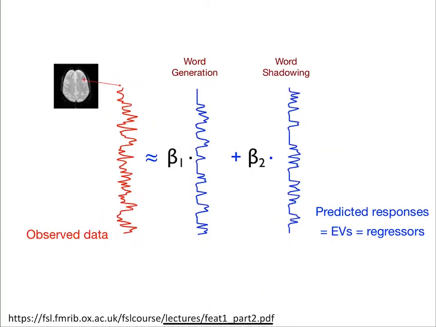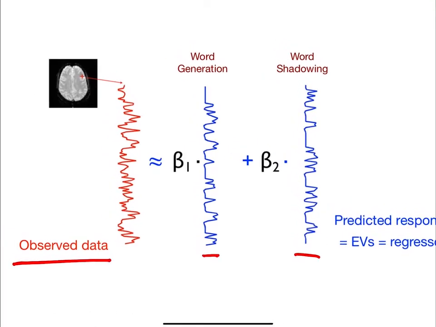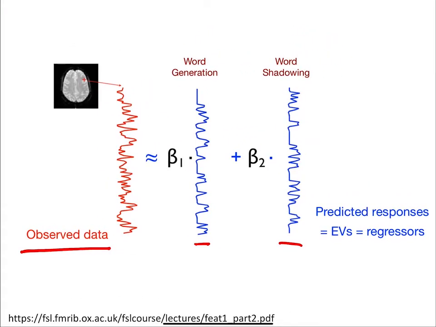So then this is the basic scenario we have. For every voxel, we have some observed data. And these are the two regressors we have: one for the word generation and one for the word shadowing. We're going to say that the observed data, at every point in time, is the sum of these two regressors. These are the EVs, the regressors, the explanatory variables. What we're going to try to estimate is the size of these beta coefficients.